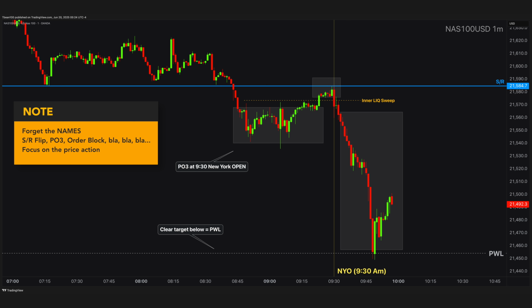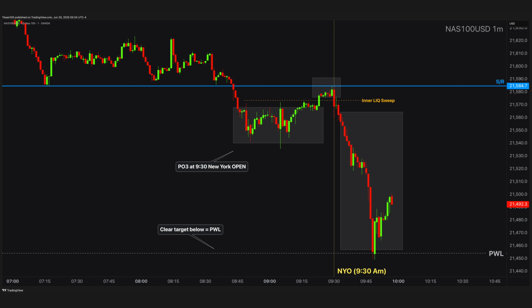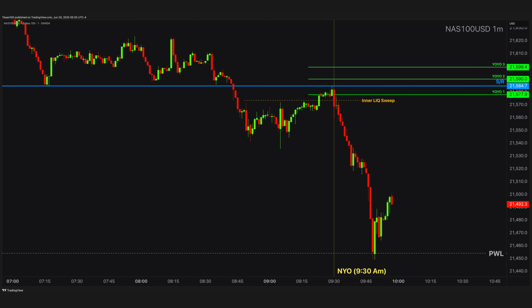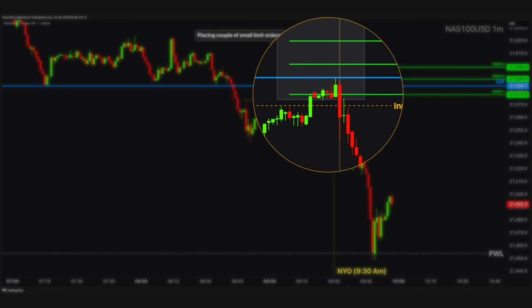I think you got the patterns and concepts here. Please do not start with the names. Names are not important. What is important is reading the price action. So one way of trading this is setting small limit orders into special places like this one, basically the possible manipulation area from the PO3. This is an educated guess based on the historical data, building positions slowly into the interest areas.